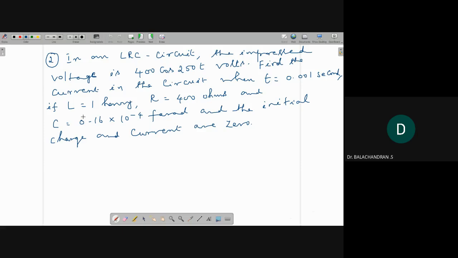In an LRC circuit, the impressed voltage is 400 cos 250 t volts. Find the current in the circuit when t equal to 0.001 second, if L equal to 1 Henry, R equal to 400 ohms, and C equal to 0.16 into 10 to the power of minus 4 Farad. And the initial charge and the currents are zero.